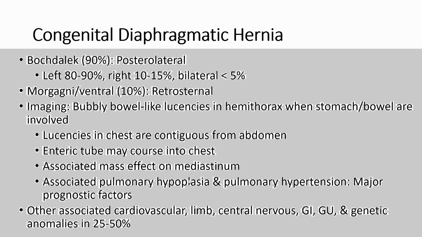Retrosternal. On imaging, what we have to find is bubbly bowel-like lucency in the hemithorax; liver, stomach, and bowel may be involved. Lucency in the chest is contiguous with the abdomen. The enteric tube may course into the chest. There is associated mass effect on the mediastinum, and associated pulmonary hypoplasia and pulmonary hypertension, which is a major prognostic factor.